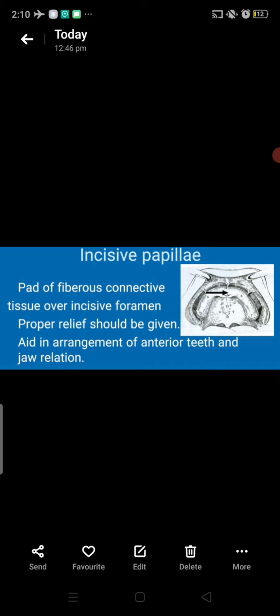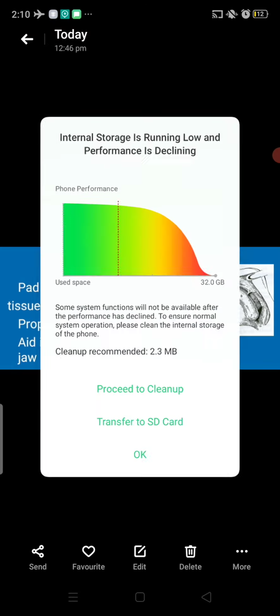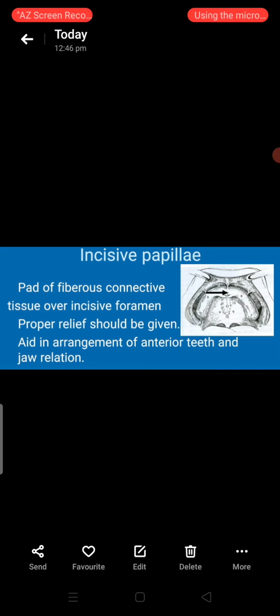Next is the incisive papilla, which is the anterior relief area. Incisive papilla is a pad of fibrous connective tissue over the incisive foramen. Proper relief should be given in that area because there are nasopalatine vessels, nerves, and veins. Incisive papilla also helps in arrangement of anterior teeth and jaw relation, and also tells about residual ridge resorption.